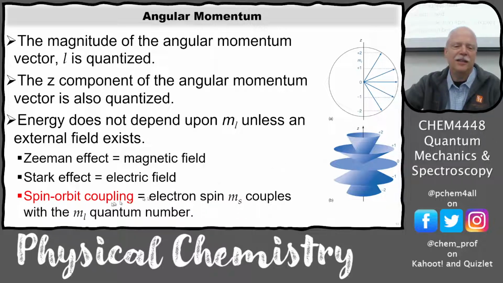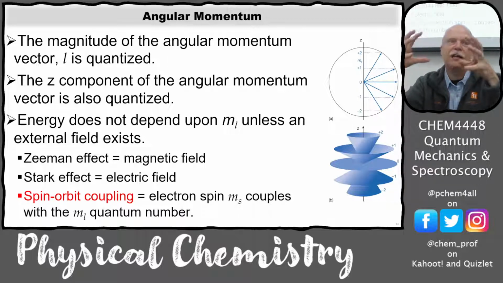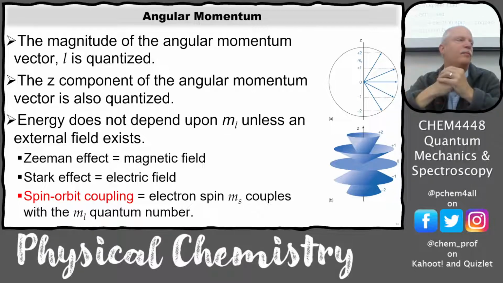And because you have this angular momentum, you can think of it as a charge spinning in this orbital. That's going to create a magnetic field. And the electron spinning is a charged particle with intrinsic spin. That's going to create a magnetic field. And so we have this spin-orbit coupling where the electron spin couples with the m sub L quantum number. And we'll get into that with term symbols in atomic spectroscopy. So that's coming up as well.